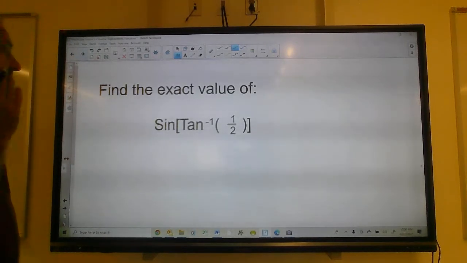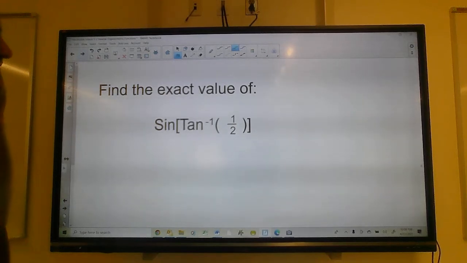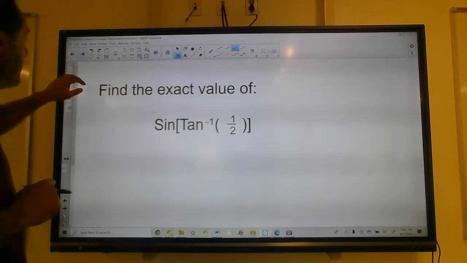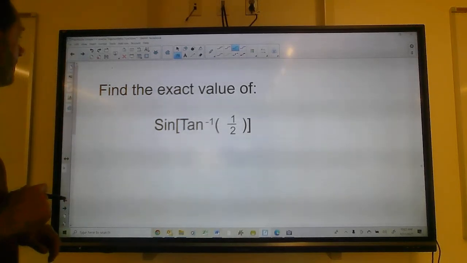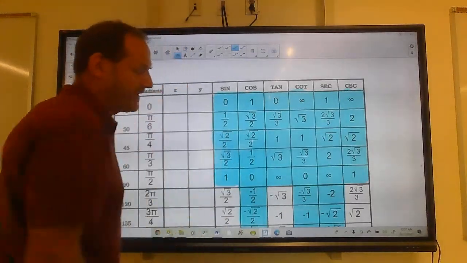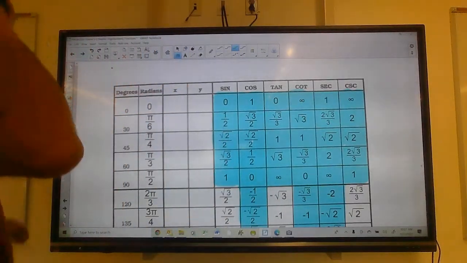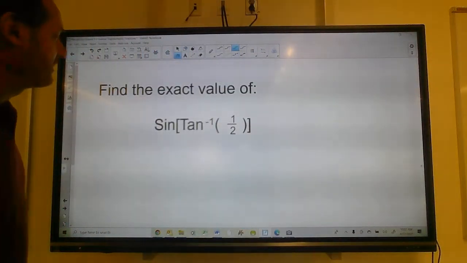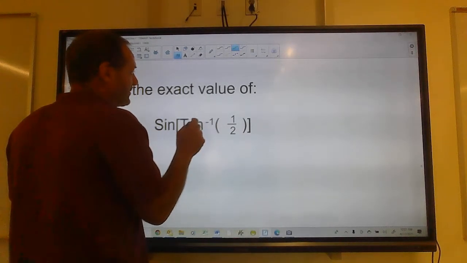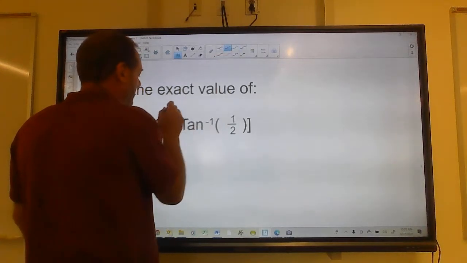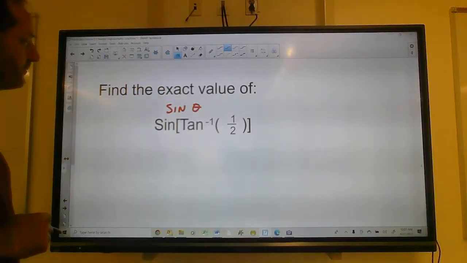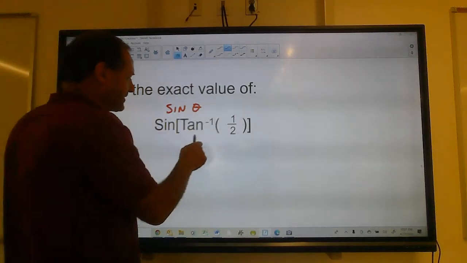Now let's look at this one: the sine of the arctangent of 1/2. The first thing we want to do is arctangent 1/2. So we jump over to our chart, and nowhere on the chart is there a 1/2. So what do we do? Well, we think about this a little bit. Remember, if I arctangent, the answer is an angle. So I'm really just trying to find the sine of theta, because this is my angle theta.